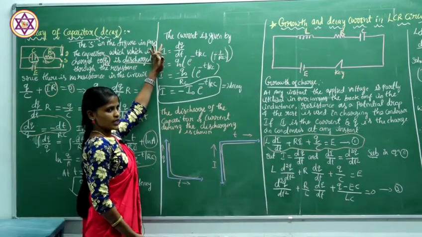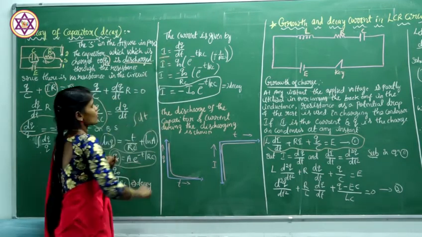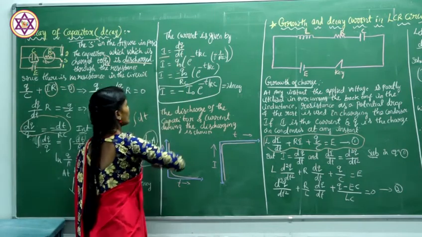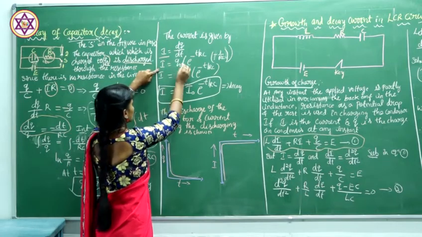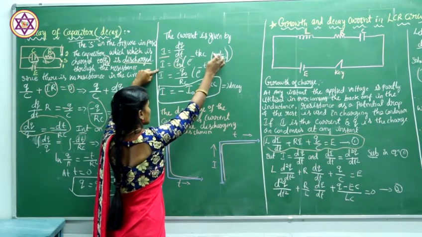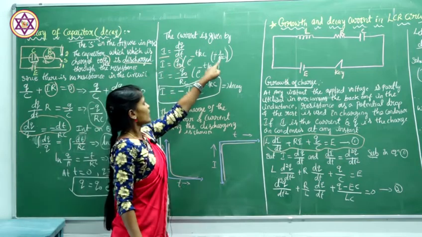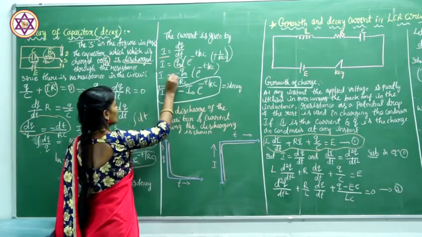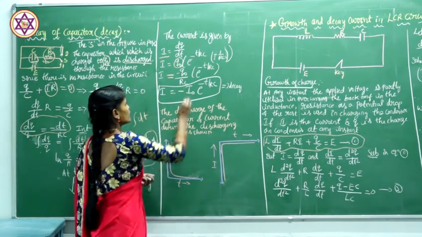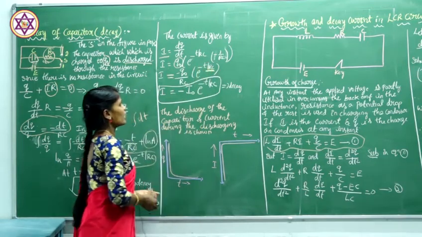Next, let us consider the current. The current equation is given by I, which is equal to dQ by dt. So I is equal to the derivative of Q, which is Q naught e to the power of minus t by RC. Multiplying by minus 1 by RC, we get I equal to minus Q naught by RC into e to the power of minus t by RC.